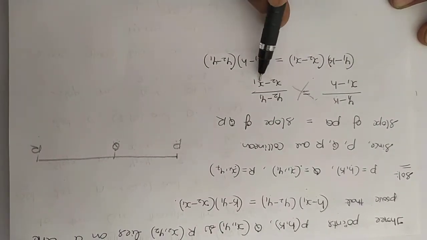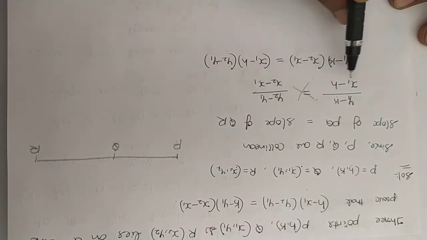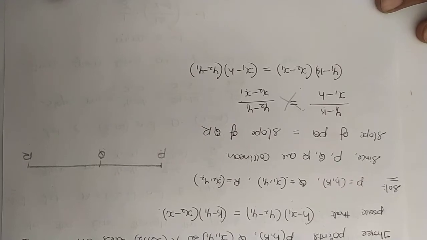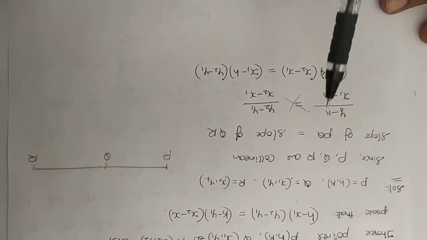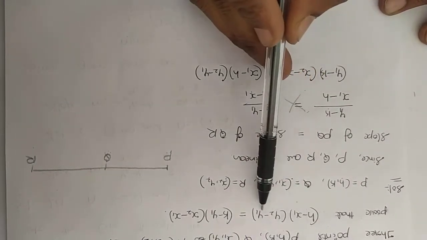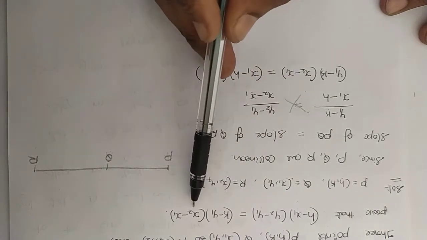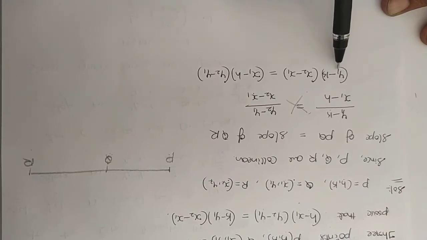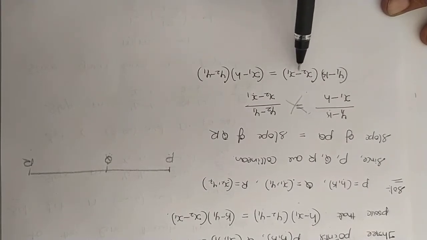y1 minus k into x2 minus x1, y2 minus y1 into x1 minus h. We just did a cross multiplication. But what we need to prove? h minus x1 into y2 minus y1 equals k minus y1 into x2 minus x1. Is it there? No. Here we have y1 minus k, x2 minus x1.